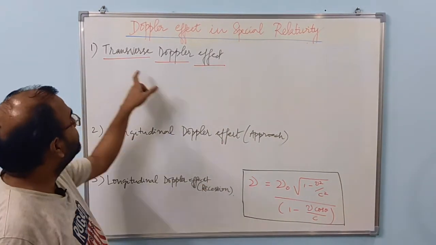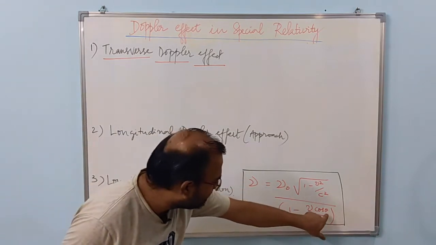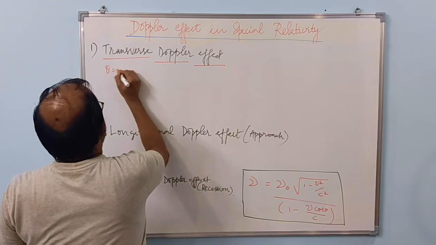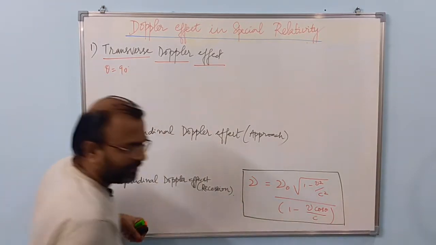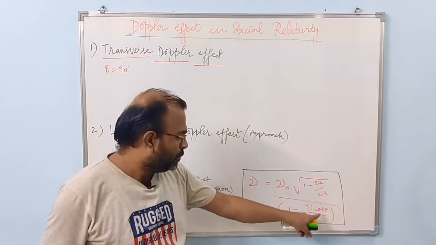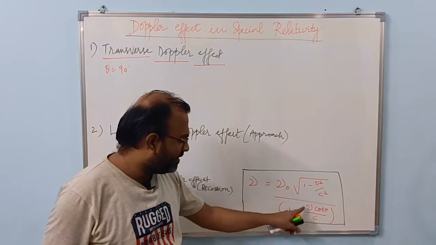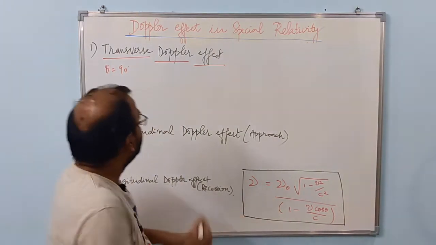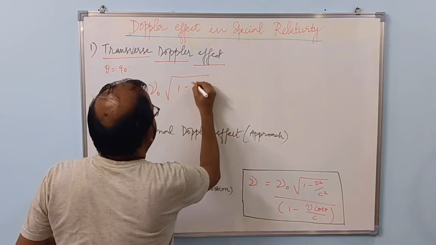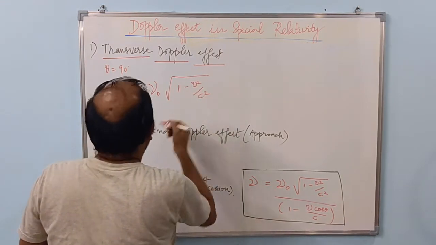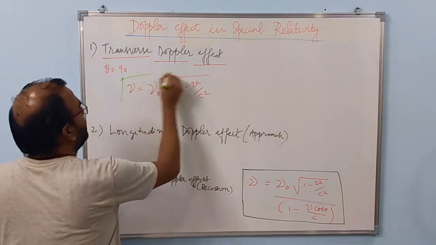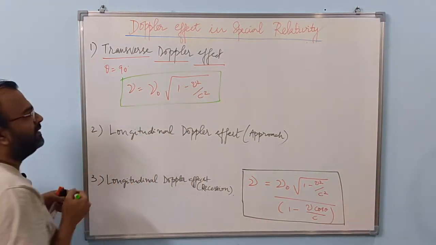First case is the transverse Doppler effect, where this theta, the angle, is going to be taken to be 90 degrees. So theta is equal to 90 degrees. If you substitute in this equation, cos 90 is going to be 0. So this term vanishes, the entire denominator is now 1, and therefore you get nu is equal to nu naught square root of 1 minus v squared over c squared, and this expression is the same that we derived for the transverse Doppler effect earlier.